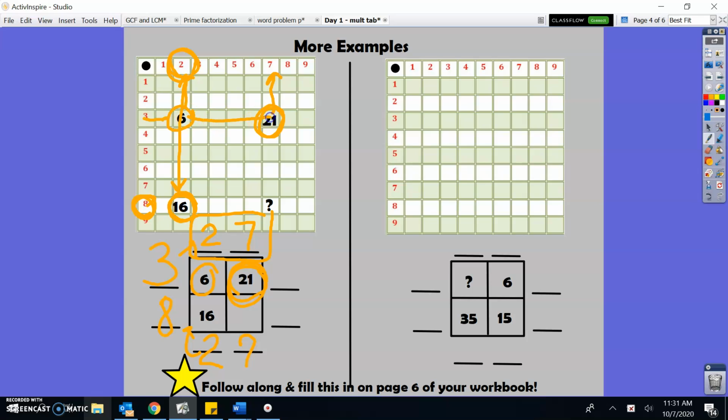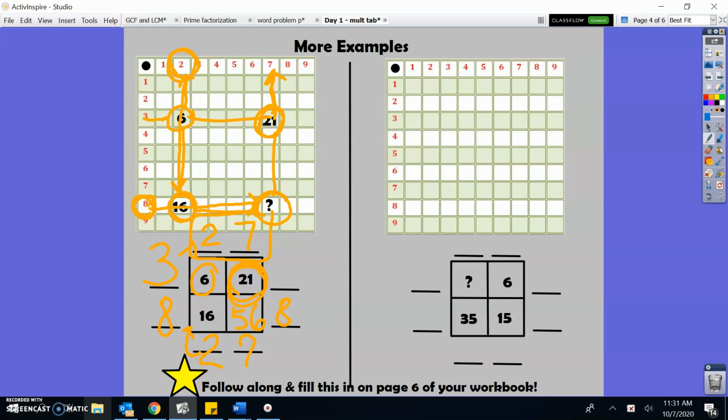And I want to fill in the square here and find that missing number. So I know I'm going to be multiplying together 8 times 7, which will get me 56.